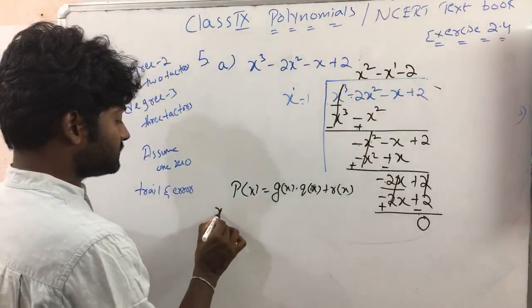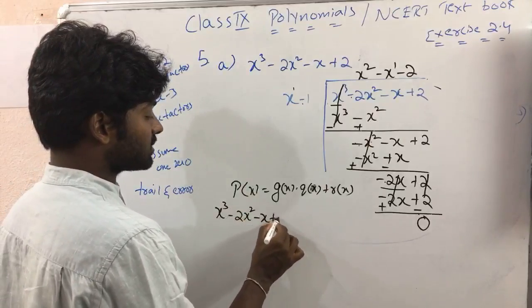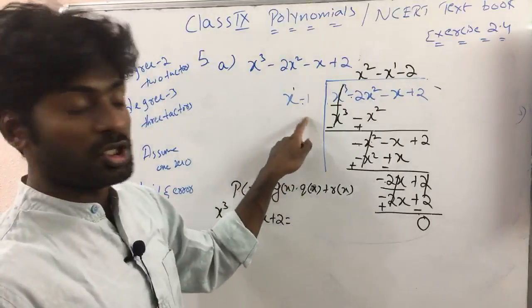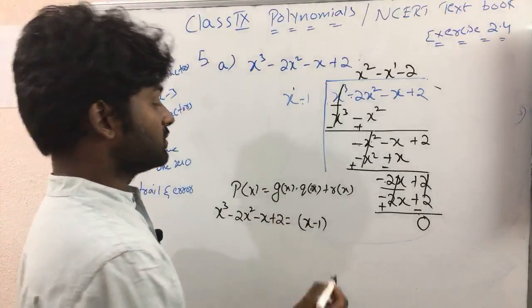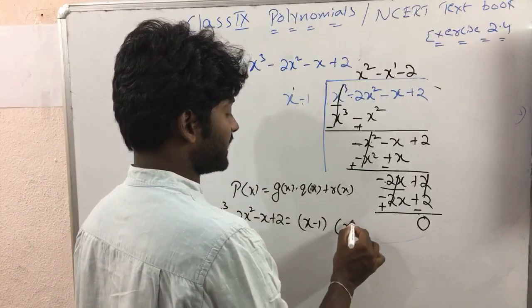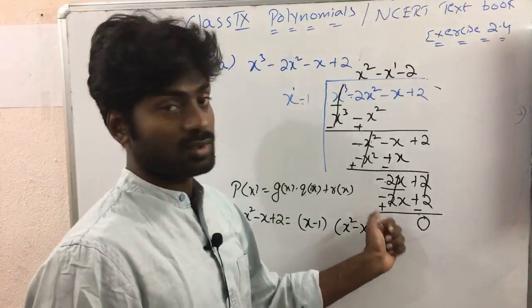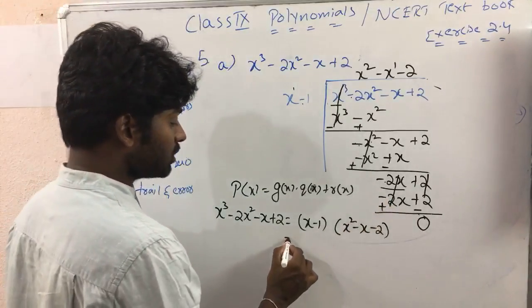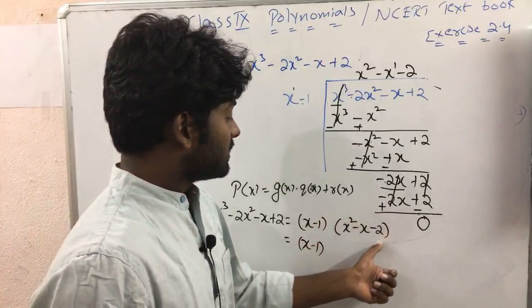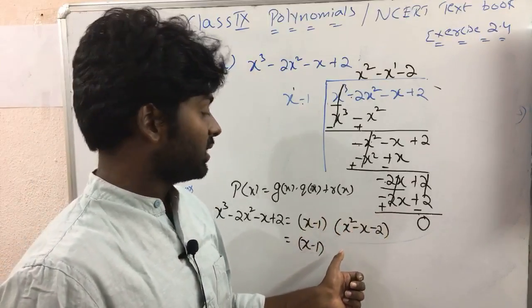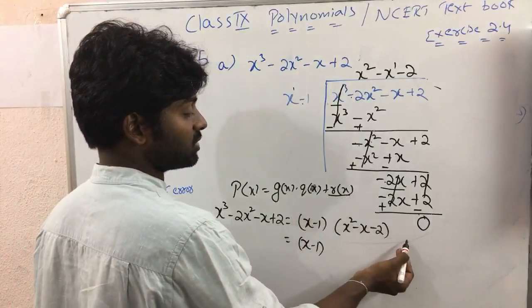So x cube minus 2x square minus x plus 2 equals x minus 1 into x square minus x minus 2. Now we already got one factor, x minus 1, and this is the quadratic polynomial. On splitting this again you will get two more factors. Observe here the remainder is 0, that's why I didn't consider the remainder, plus 0, no need to write here.